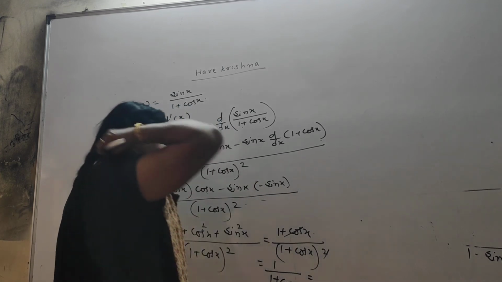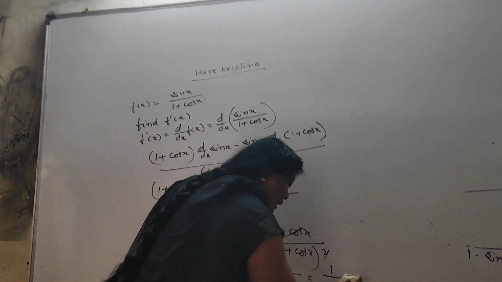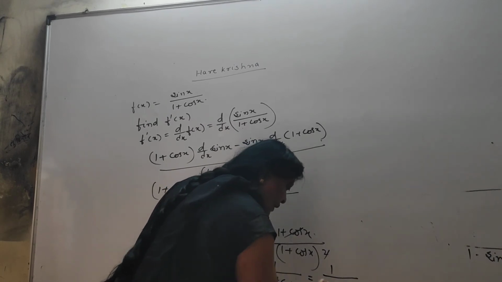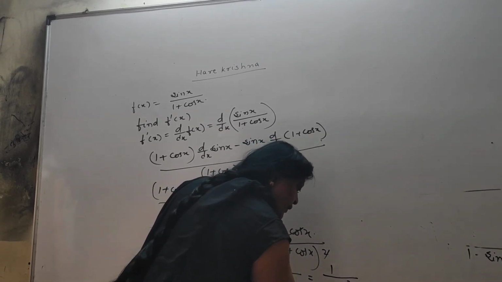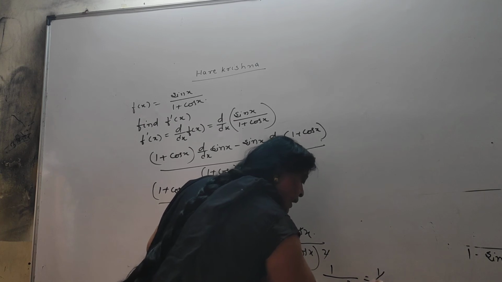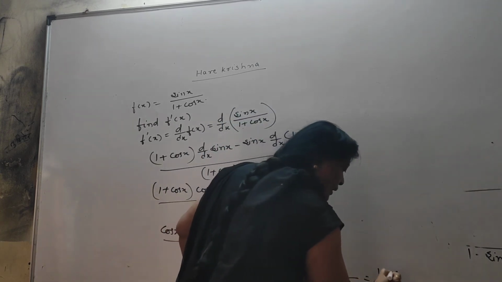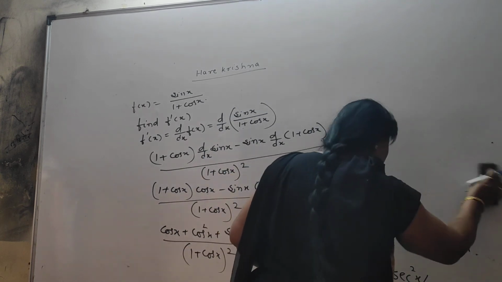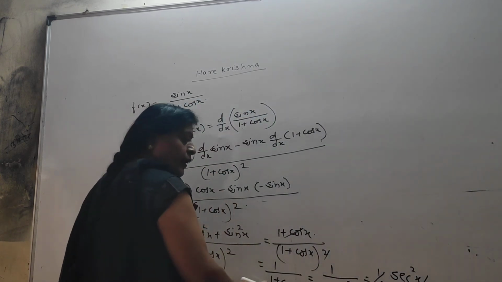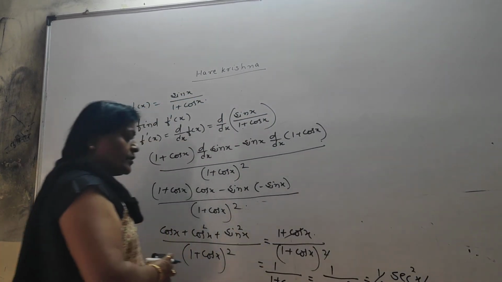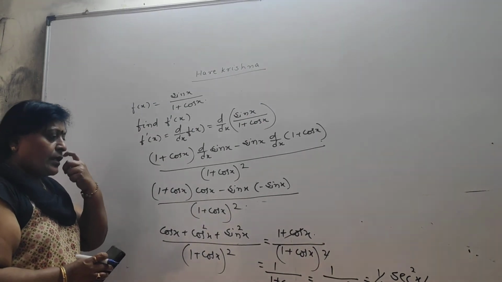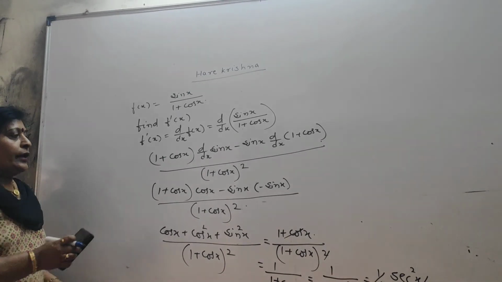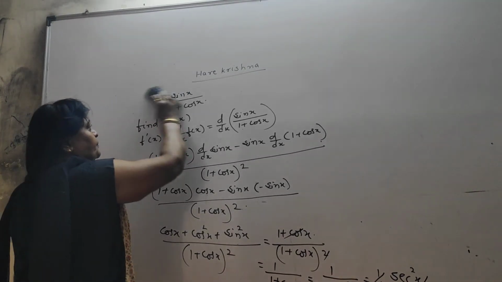Here again 1 plus cos x, the evergreen formula, that is 2 cos square x by 2. Again 1 by 2 remains as it is, and cos square x by 2 you can write as sec square x by 2. This is also the answer. There are two answers, that is 1 upon 1 plus cos x, or you can write it as 1 by 2 sec square x by 2. Again, take another example here.